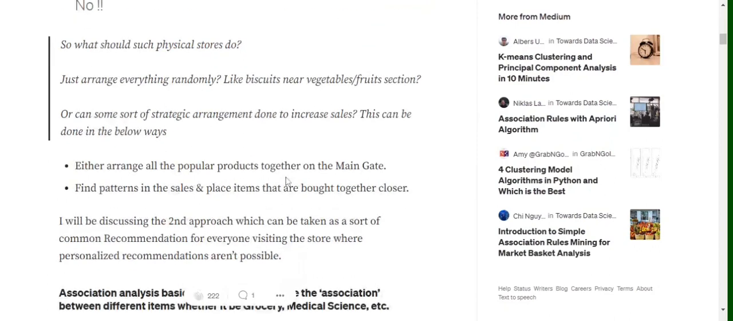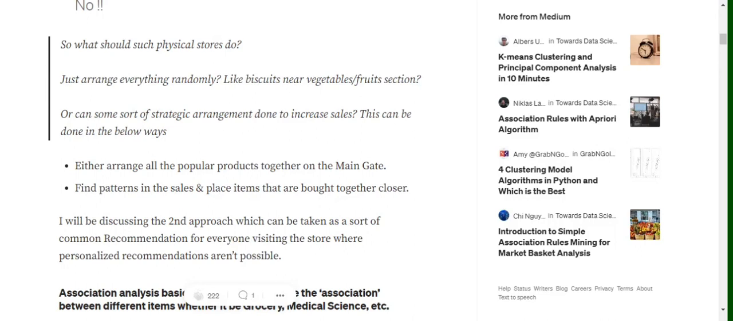So what sort of strategy can such physical stores use to make these association rules? First is that they arrange all the popular products on the major counters. That is one, but not a very feasible one, because this will lead to the other material in your store not getting bought enough, and eventually you will have a surplus amount. On one side a certain section of items would be selling at a rapid pace, but on the other side things are just stocking up.